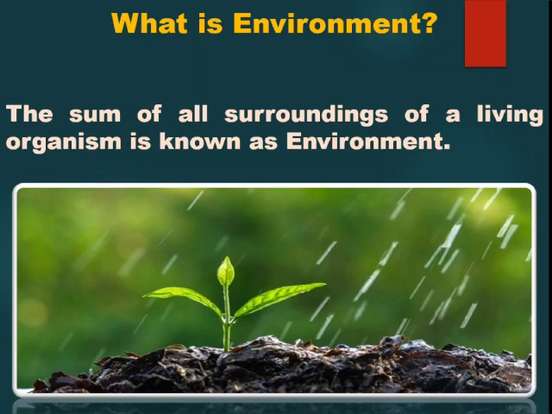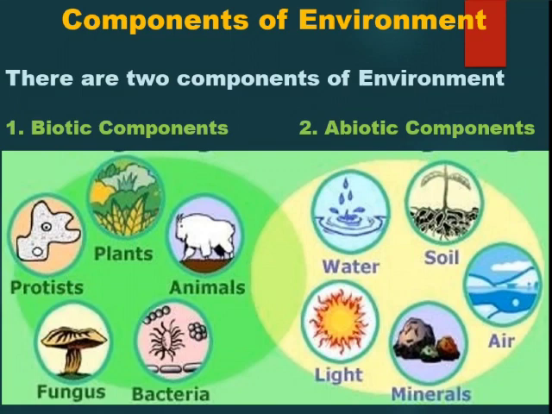If we are in a forest area, then our surroundings will be considered as our environment. Or if we are in a cropland area, then our surrounding will be considered as our environment. Next, what are the components of environment? Basically, there are two components of environment, that is biotic component and abiotic components.